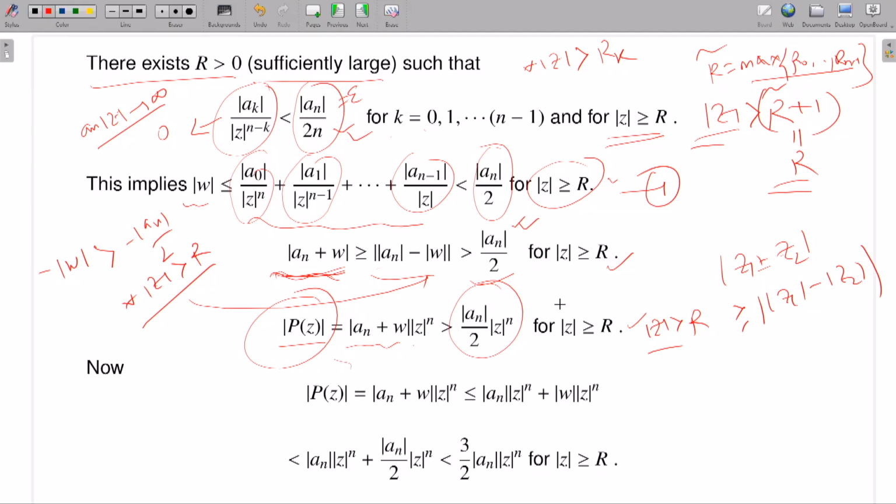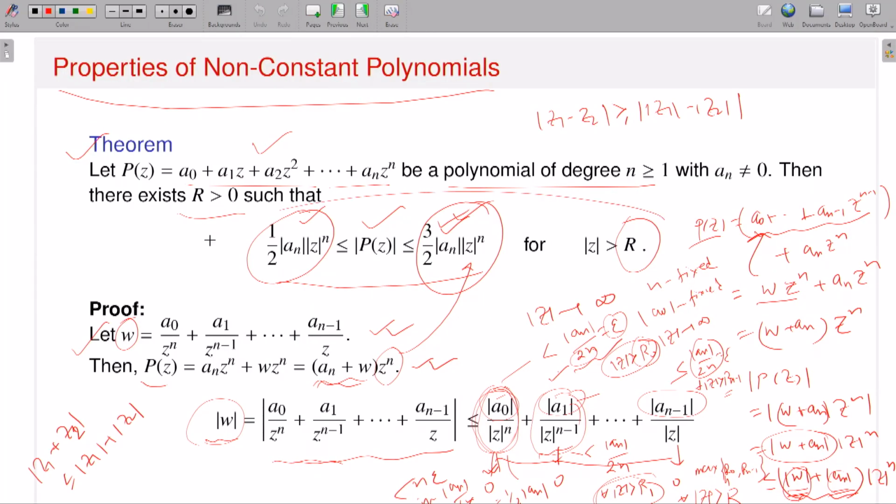For the lower bound I am done, and for the upper bound it is the triangle inequality. This is the same as this, which is dominated by this plus this. Keep it as it is, and mod w is dominated by mod a_n by 2, so half of mod a_n. Therefore this will give you 3 by 2 mod a_n mod z to the power n, and this is true for mod z greater than or equal to r or strictly greater than r. So finally we will have this inequality.